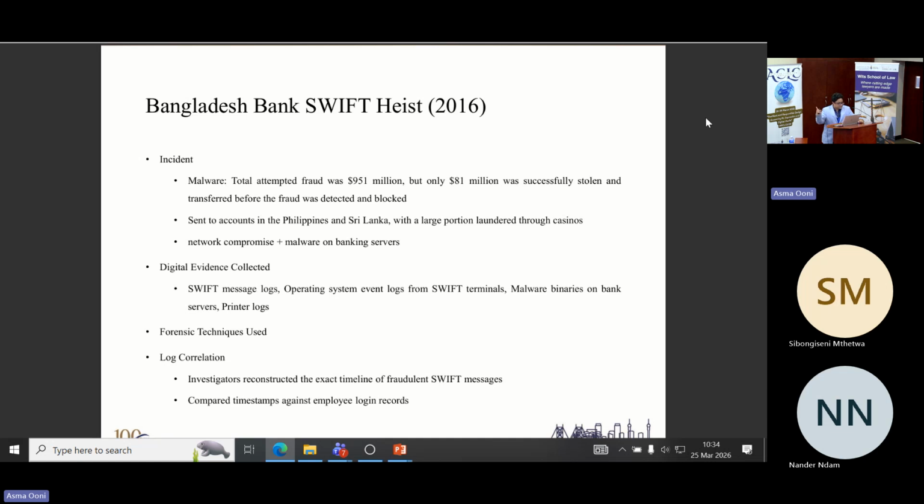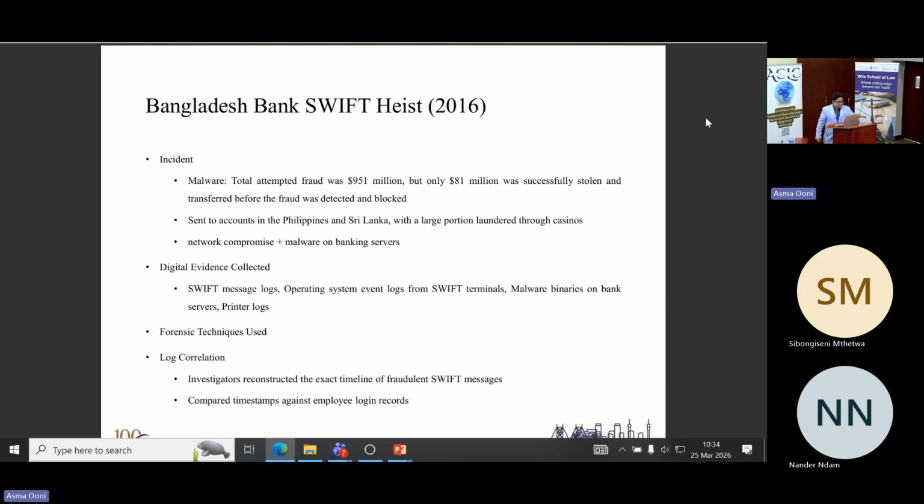You see the message log. They used the SWIFT message log and the operating system they were using. Using the SWIFT terminal, they checked it. They also checked the malware binaries. Malware binaries are like .dll files or batch files or similar files. They found similar files on the bank server. And then they also checked the printer logs, since those files were what blocked it.